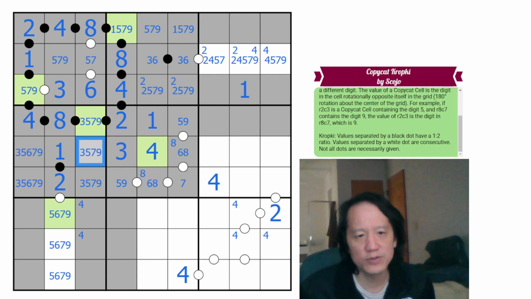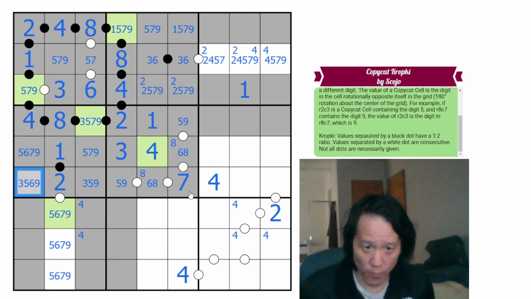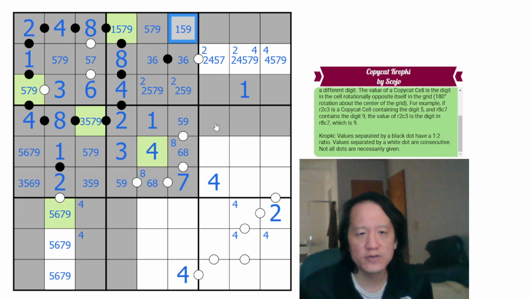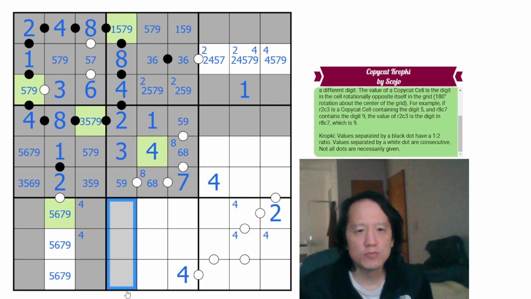So this can't be 3. This can't be 3. This has to be a 7. So this can't be 7, and this can't be 7. This can't be 7, and this can't be 7. So the rest of this is 1, 5, 6, 7, 9.